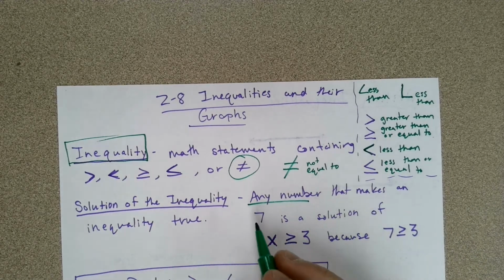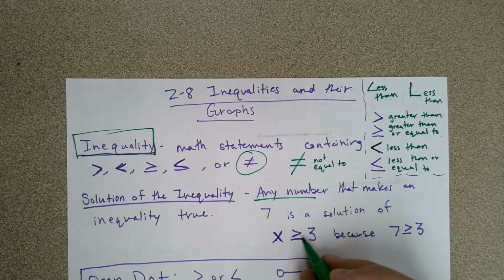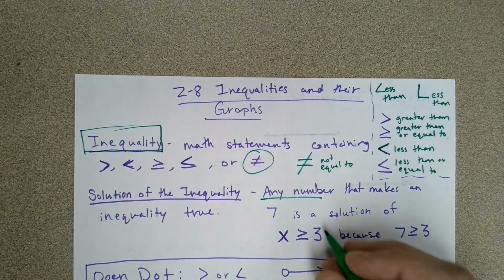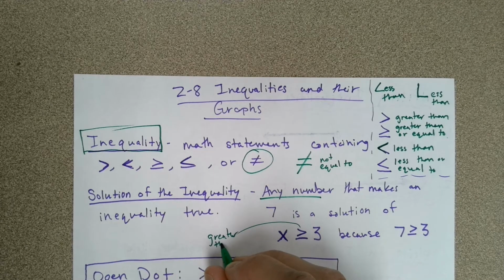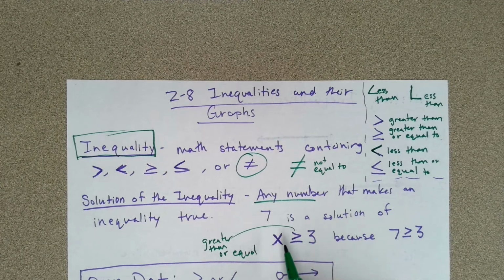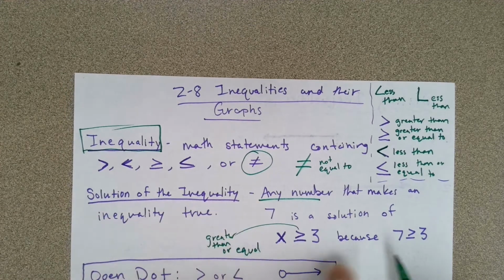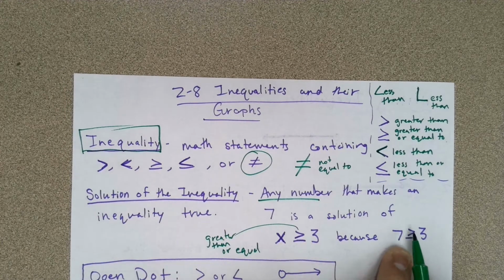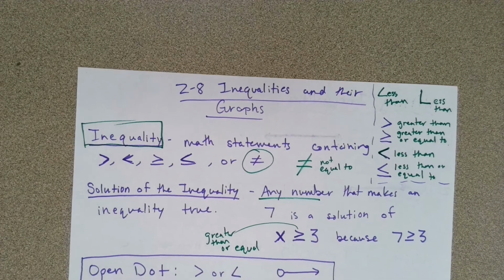Here's my example. 7 is a solution of x is, what is this? Does it look like an L? Nope, it goes the other way. So I know this is greater than. And I see a line underneath, so I know it's greater than or equal to. 7 is a solution of x is greater than or equal to 3, because what we do, we plug in 7 for x. Check it out. 7 is greater than or equal to 3. Is that true? Is 7 greater than 3? Yes, it is. 7 is a bigger number than 3. This is true. This is a solution. We're going to be working on that today.